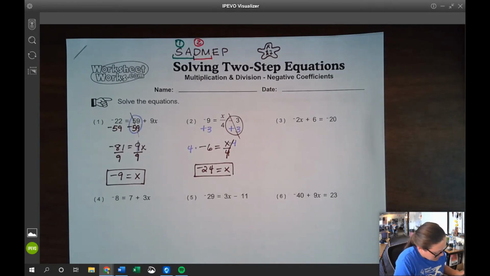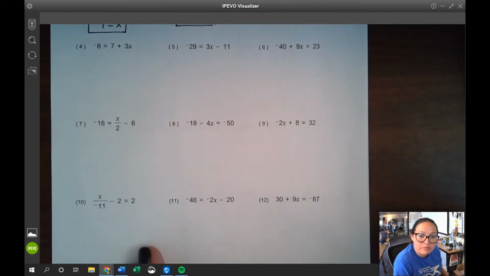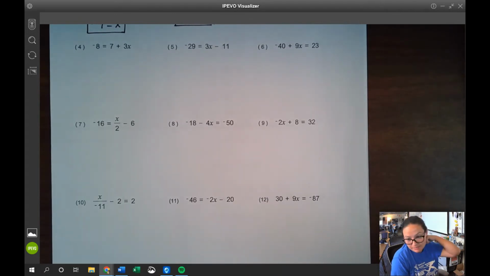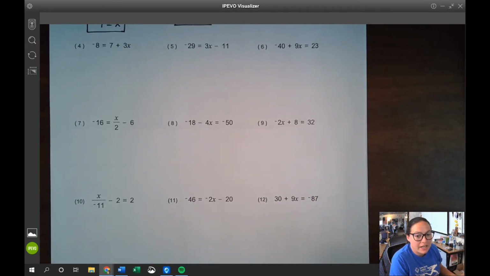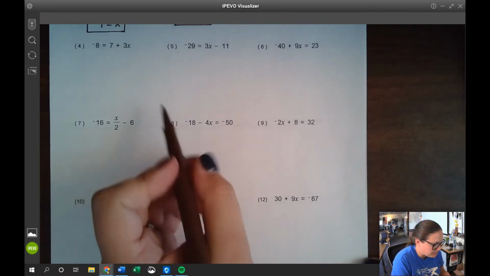Okay, I want to actually jump down to number 8. Okay, so number 8 looks just like the ones we've done before, but we have to be very careful with all of these negatives. Pay close attention to what we say is happening to x.